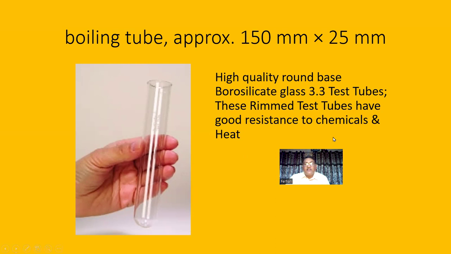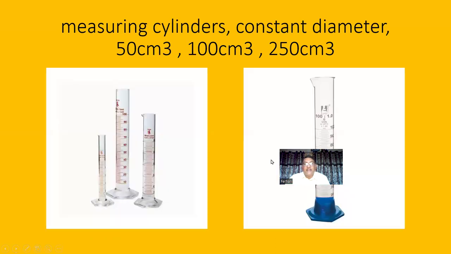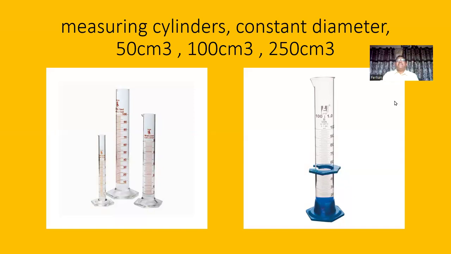Okay, so we are going to the next one, and the next one is this one. These are measuring cylinders. Measuring cylinders are graduated, and they have a constant diameter, so their diameter throughout is the same. So here we have graduations on them. With the help of these measuring cylinders, we can measure the volume of the liquid. We can measure how much volume of the liquid we have taken out, and how much we have put in.